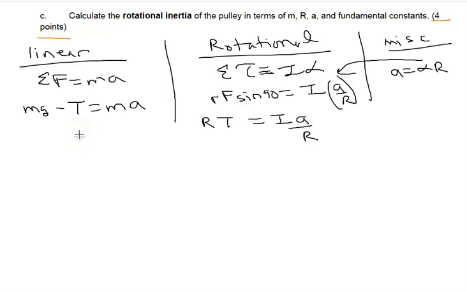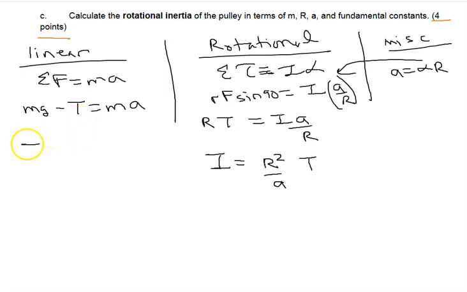Okay, so rotationally you have one torque, it's only the tension. So you have R F sine 90 equals I alpha, and then alpha is a over R. Don't plug in I equals MR squared over 2, you are looking for I. Okay, we are looking for I, so actually let's solve this for I. So I equals R squared over a times T.